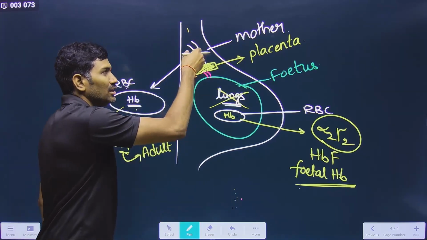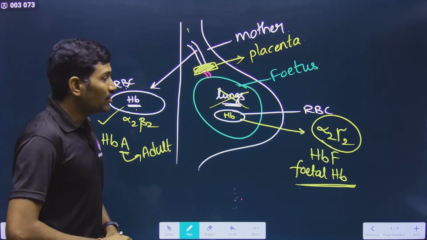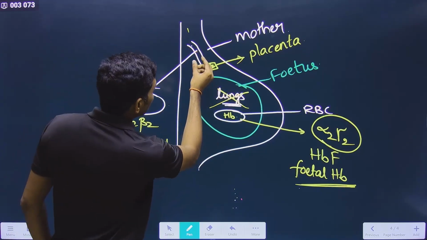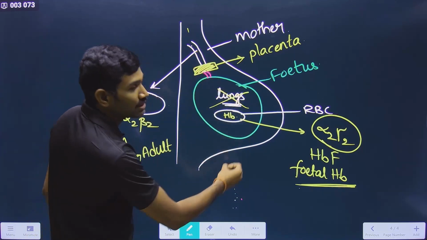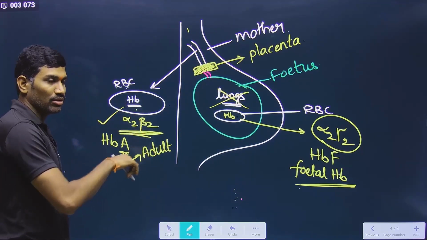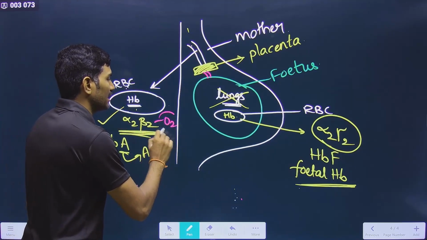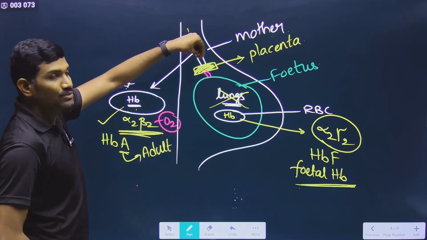And now it is going in the blood supply, and that blood supply is coming up to the placenta. And now what will the fetus do? Fetus will get oxygen from the mother's blood. So in the mother's blood, alpha 2 beta 2 type of hemoglobin is present, and to this hemoglobin, oxygen will be attached.